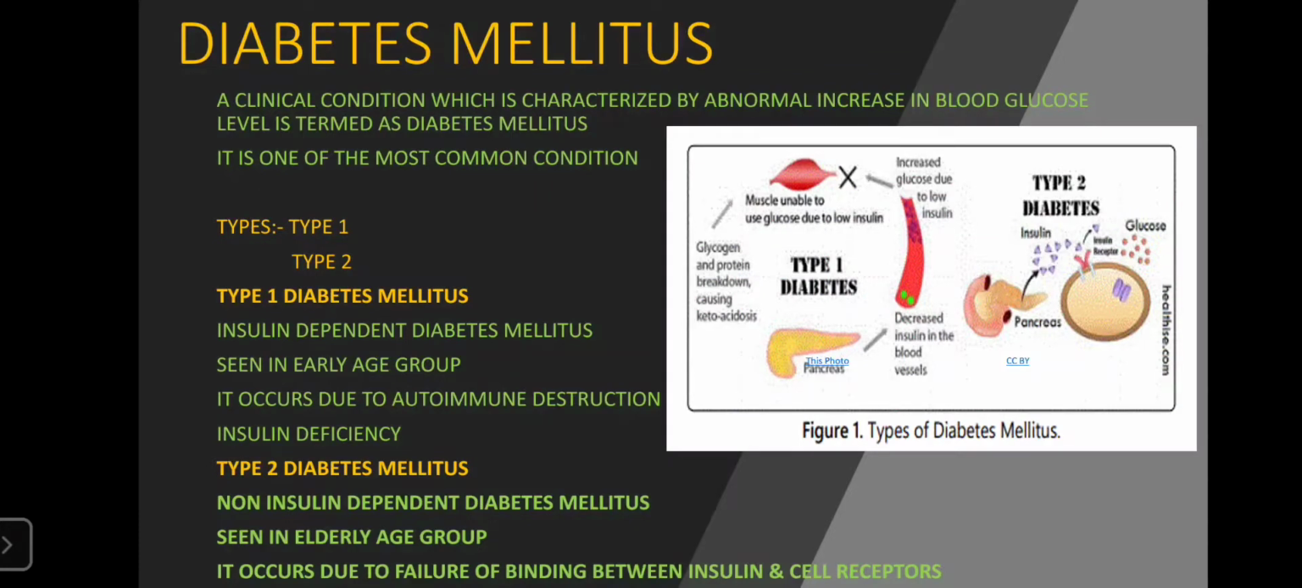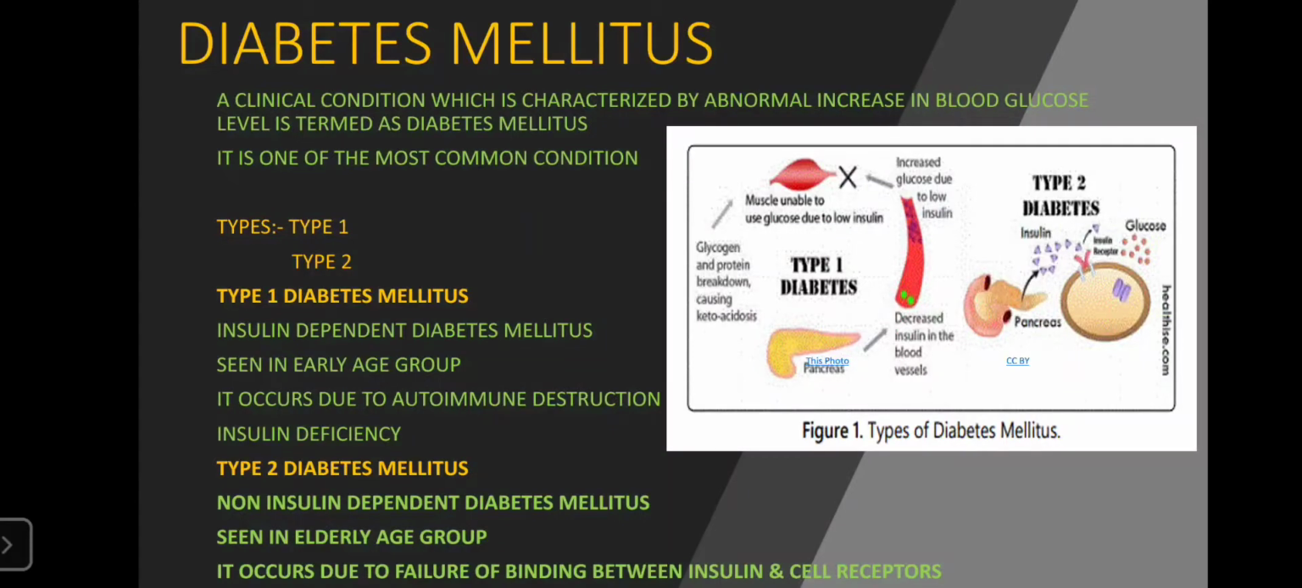where the actual deficiency of insulin is seen due to the less production of insulin. This occurs due to the autoimmune destruction of the beta cells of islets of Langerhans. The CD4 plus T cells infiltrate in the islets and surround the beta cells and destroy them. This leads to the less secretion and production of the insulin, which causes the insulin deficiency.